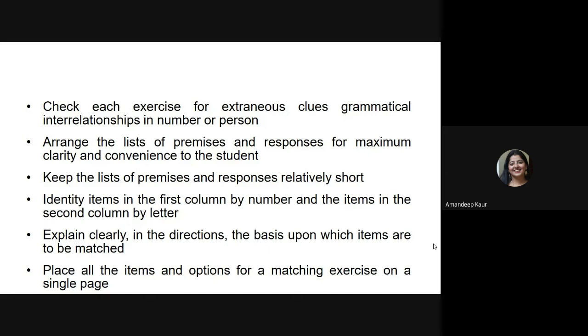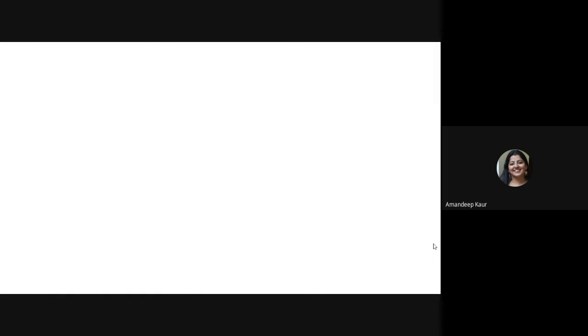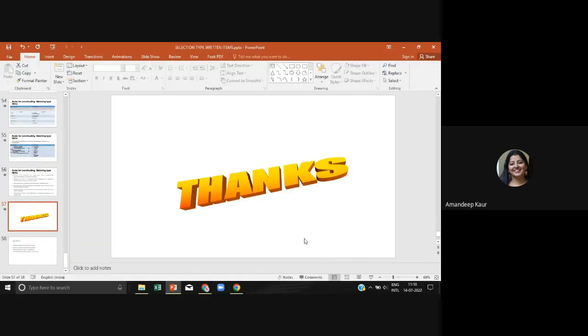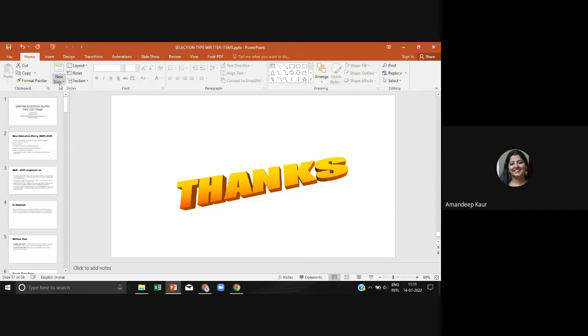Identify items in the first column by number and items in the second column by letter. Explain clearly in the direction the basis upon which the items need to be mapped. So if there is any special instruction, that instruction needs to be given to the candidate beforehand. Place all the items and options for a matching exercise on a single page. So that is again an essential requirement. So these are the certain rules that we need to consider for designing such type of exercises for our student. So it is the choice of the faculty.